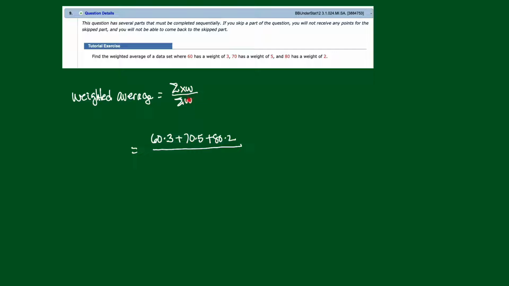This is just the sum of the weights. Now I got 3 weights there: 3, 5, and 2. So this is going to be 3 plus 5 plus 2. So I got 690 when I added up the numbers in the numerator, and the denominator is a 10. Oh, so that just comes out to exactly 69.